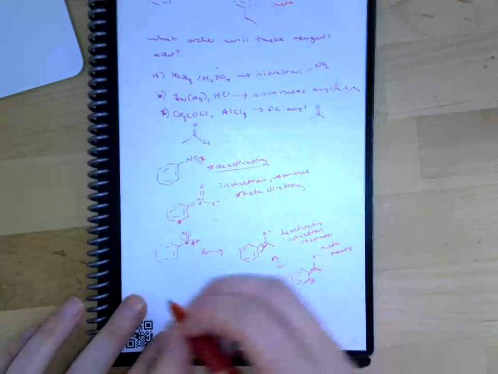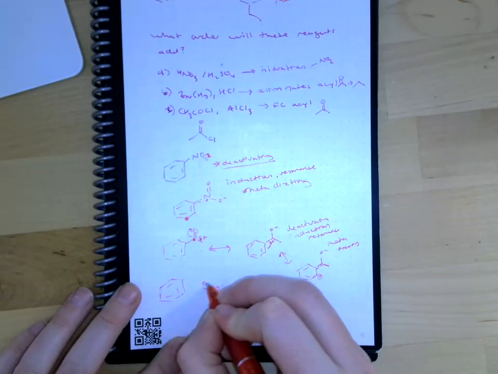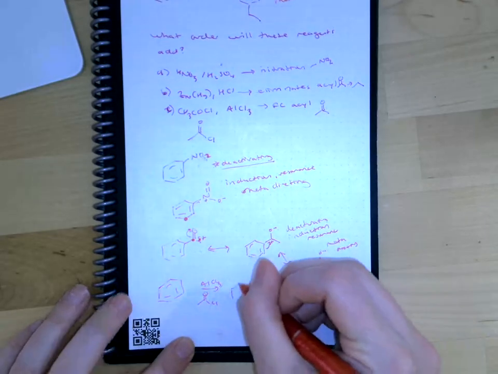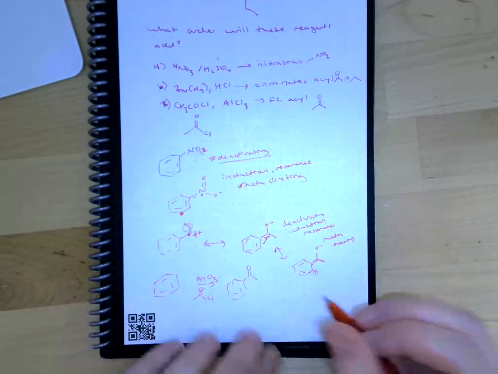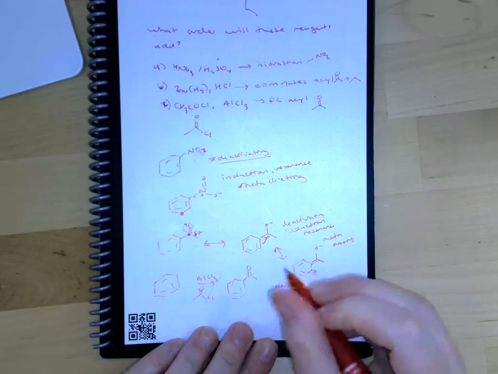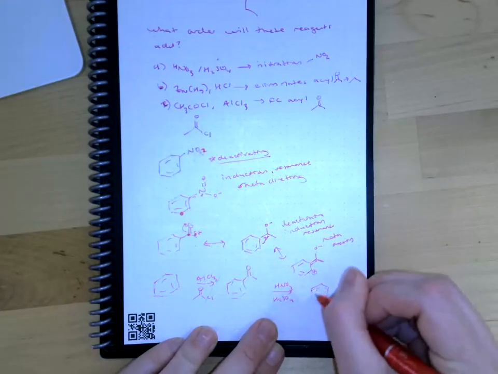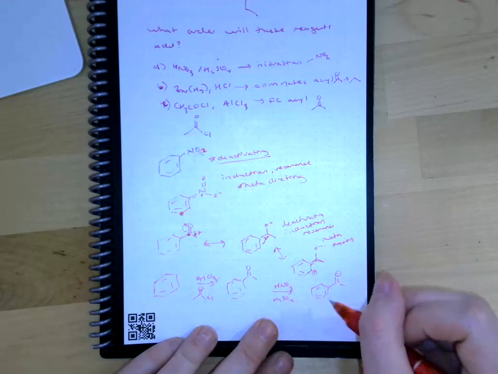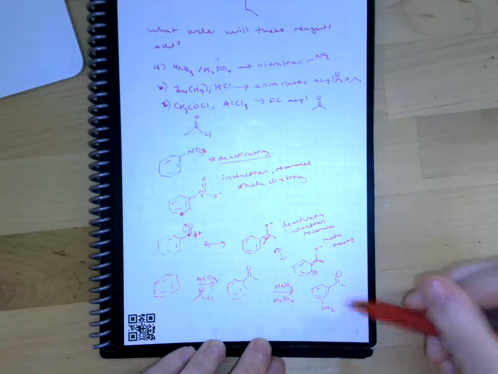So I would start with the AlCl3 and this carbonyl, and I would get this structure. And then the next thing I would do would be my HNO3 and my H2SO4. And then I would have this group, and I would have my nitro, and they would be meta. Now, that's not what I have up here, though.